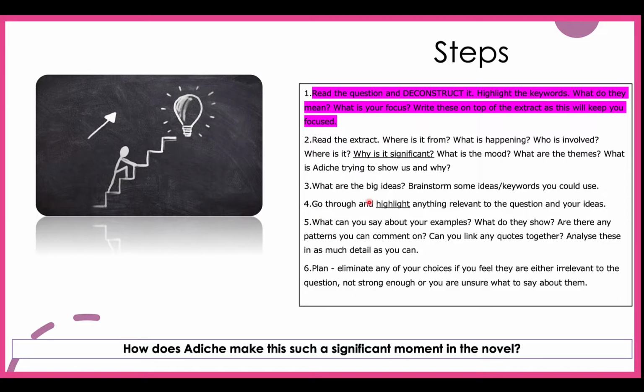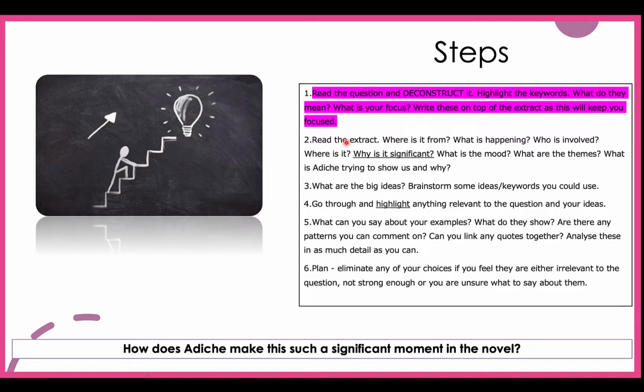So we have 6 different steps here. The first one is to simply read the question, deconstruct it, figure out what it means, highlight the key words, think about what they mean, identify your focus. And you can write these on top of the extract as well. You can just jot little notes down to keep you focused.